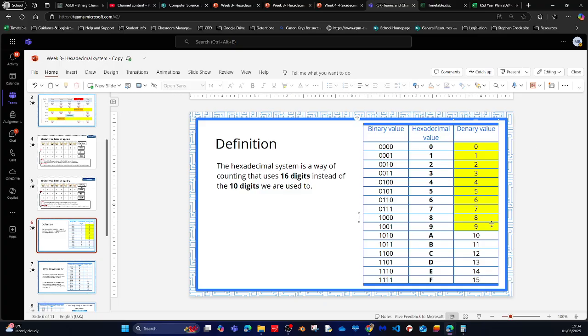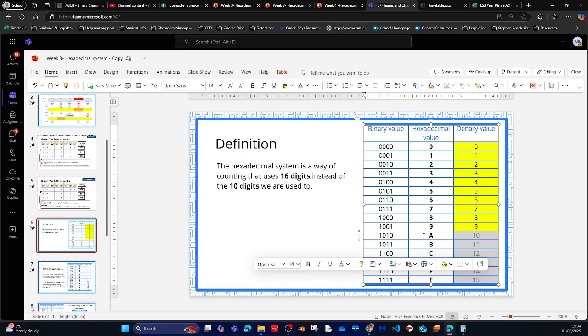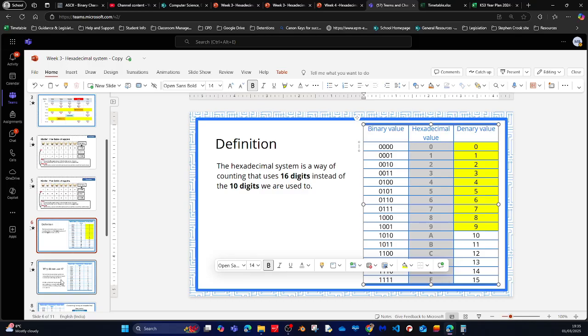Okay, but then to make things easier for programmers, from 10 to 15 we started representing them by letters. From 10 to 15 we started using letters instead of 10, 11, 12, 13, 14, 15. So instead of those we have A, B, C, D, E, F. So the hexadecimal will include 0 all the way to 9, then we go A, B, C, D, E, F instead of 10, 11. I'll tell you the reason.